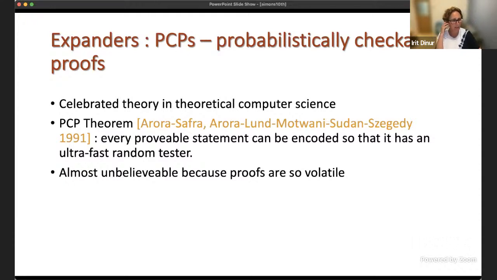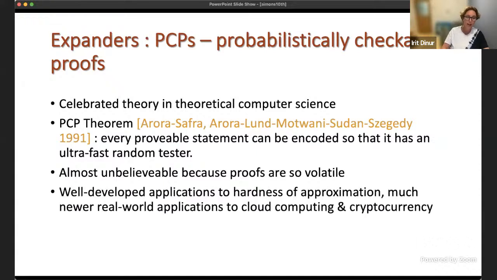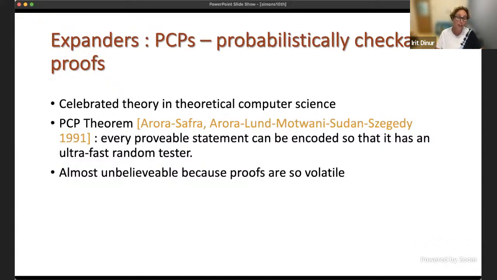The statement is almost unbelievable, because a proof is such a volatile object. You know, a bug somewhere can really ruin the entire proof. So how can you make it into a robust object? Nevertheless, by now, it's been 30 years, we got used to it. So we know that PCPs exist, and we understand the formalism that allows this to happen.